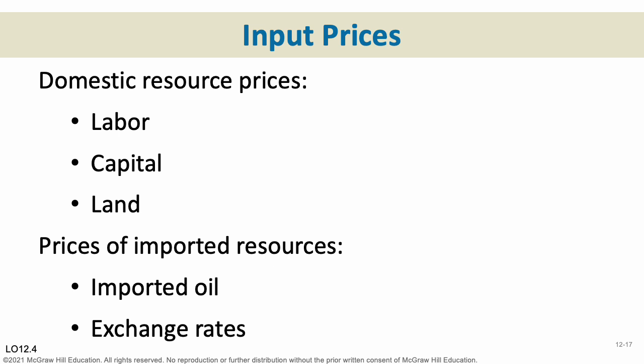Same thing with our imported resources. Many goods and services require imported resources to produce them. So if oil is getting more expensive that we're importing from other countries, we're going to have less supply. If it's getting cheaper, we'll have more. Exchange rates, same thing here. So if the dollar is becoming stronger, we can buy our imported resources more cheaply, and that's going to increase supply. So this is the opposite of demand.